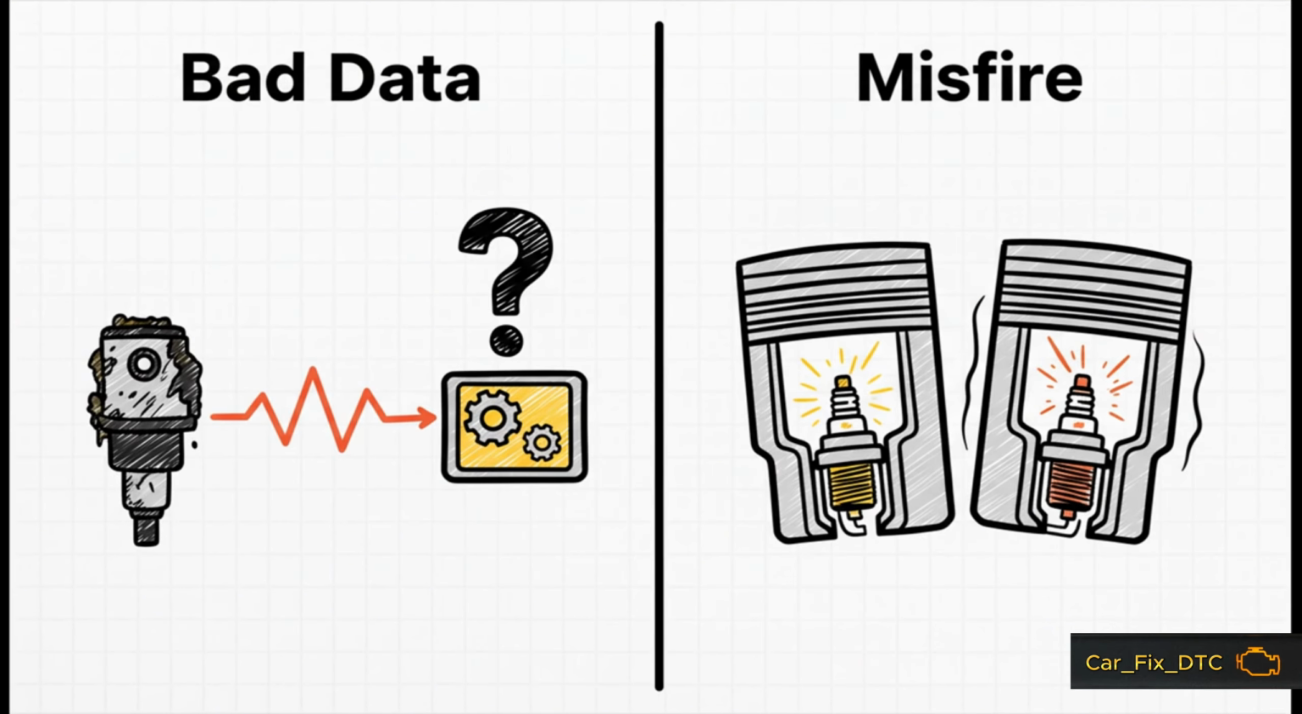And finally, we've got a couple other possibilities. 1, the computer itself could be getting bad information. A dirty mass airflow sensor might be underreporting how much air is actually coming in. Or 2, the problem could be more direct, like a failing spark plug or ignition coil. When a cylinder misfires, it creates a literal shake in the engine that the computer can easily detect, and then it reports it to you with that friendly P1605 code.